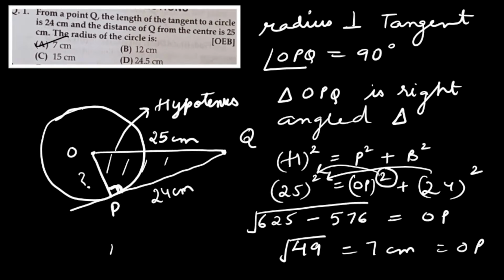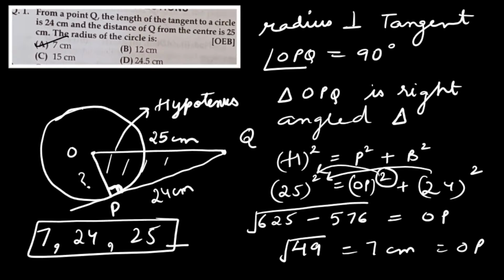Sometimes students get confused and write PQ as the hypotenuse. PQ is not the hypotenuse. Always the central line will be the hypotenuse in these types of questions. So you just have to remember this is the hypotenuse. If the hypotenuse is given and we know 7, 24 and 25, this is a Pythagorean triplet also. It is a very common Pythagorean triplet that many questions use. So you can do it directly without solving, because we know 7, 24, 25 is a Pythagorean triplet.